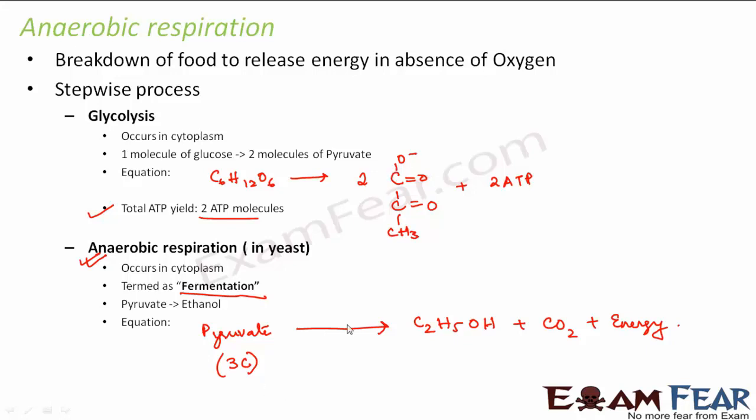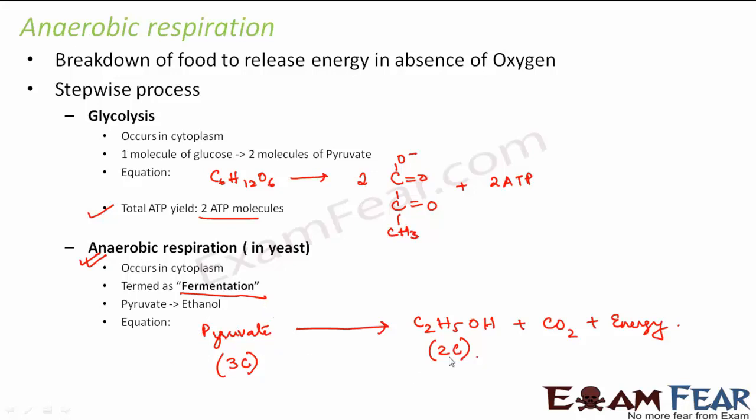So here this is a 2-carbon compound. So the 3-carbon compound is further reduced to a 2-carbon compound. Carbon dioxide is released and some energy is also released. So the energy which is released here is then utilized for different purposes, right? So that is anaerobic respiration in yeast. So this is how the respiration will take place.